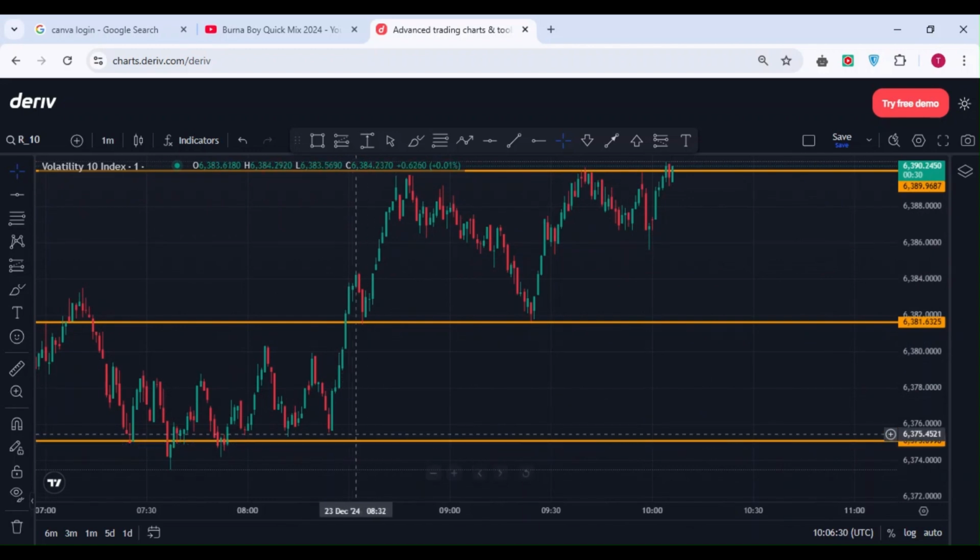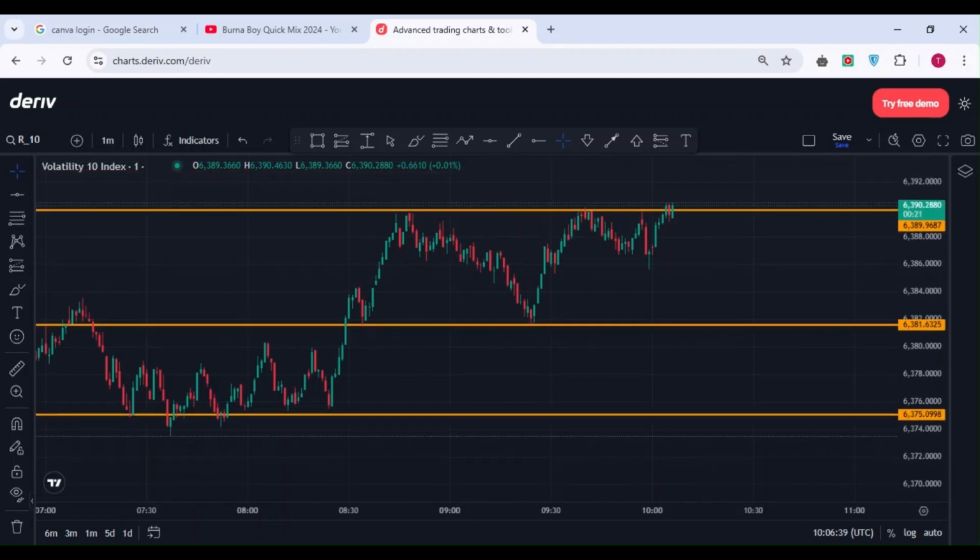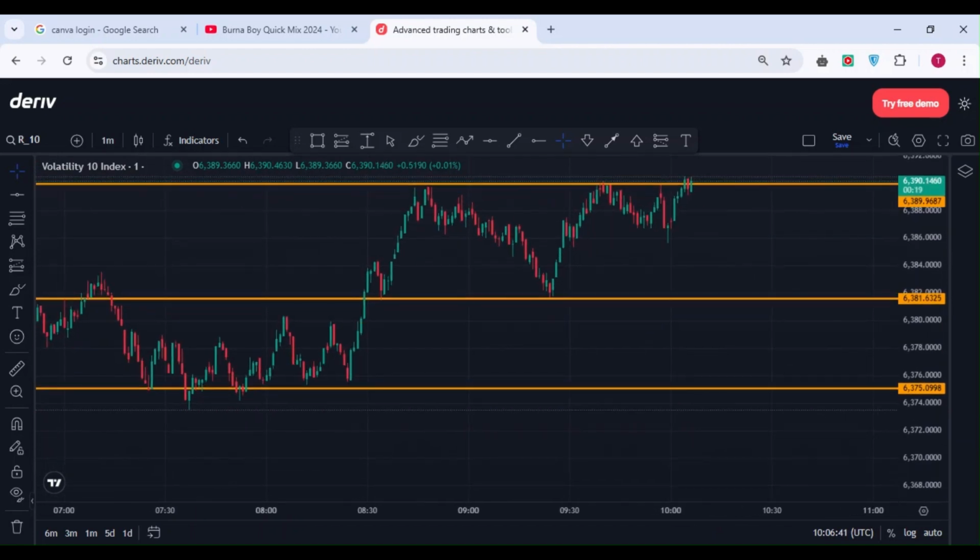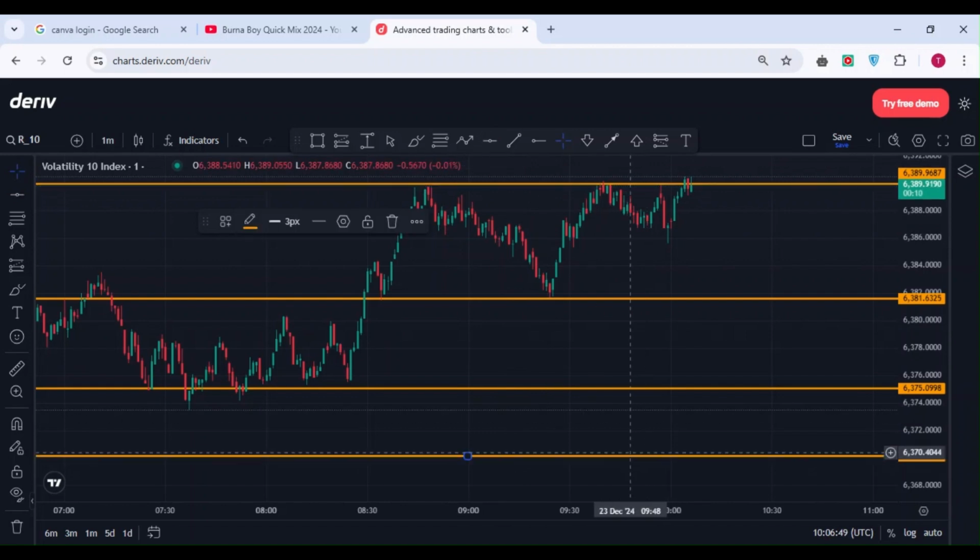So when we break this area here, when we break the 63.75, this point, we target below, which is 63.70. So we might put our target profit as 63.70 at that point.